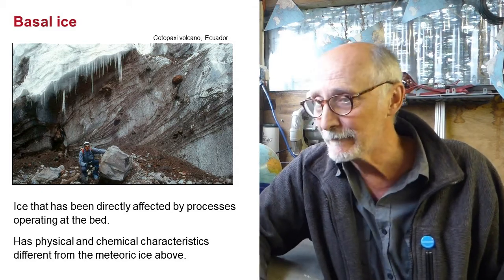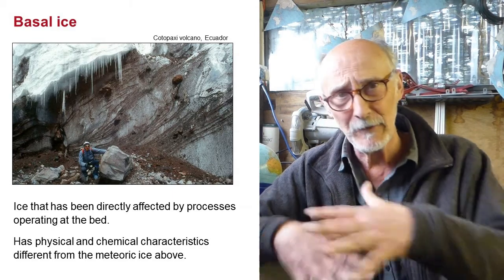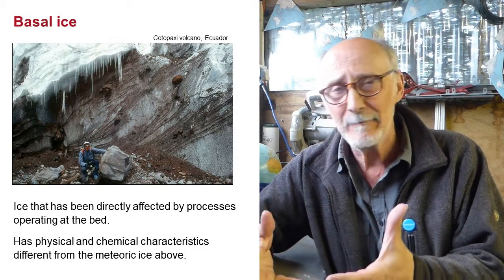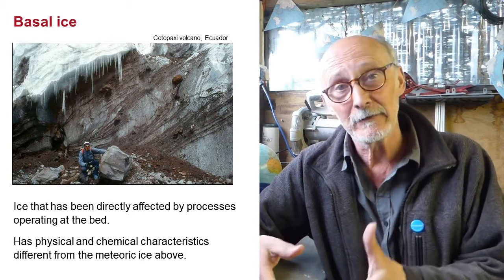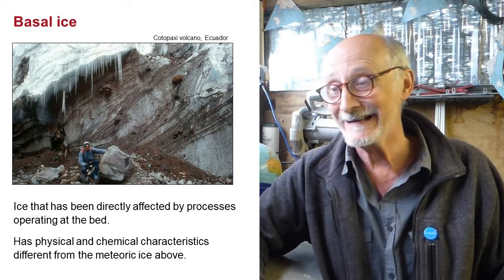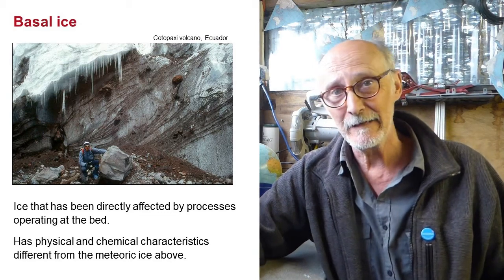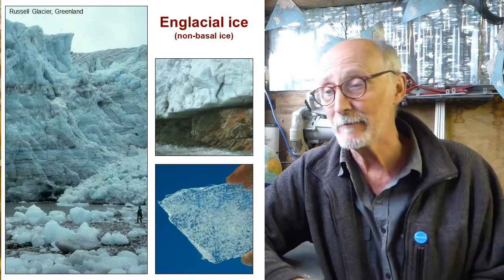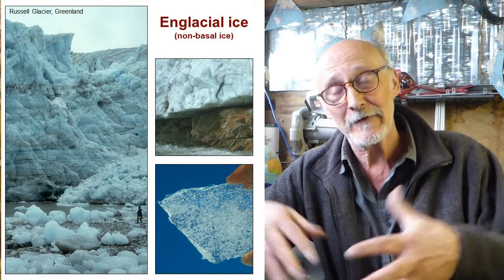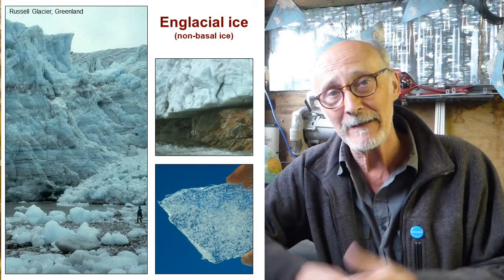But then the bulk of the photo is taken up by a section of the basal ice layer, which is the bottom part of the glacier, which has been interacting with the bed beneath it and has somehow picked up or entrained a lot of debris, making that ice look very different from the cleaner ice above it. So englacial ice, or the meteoric ice that occupies the bulk of a glacier, is typically relatively clean. There'll be bits of atmospheric debris going into it, but there won't be much debris picked up from underneath.